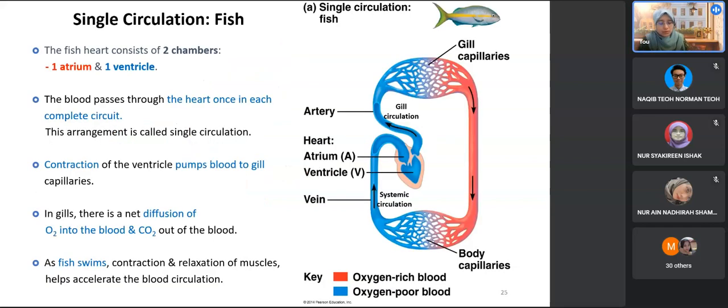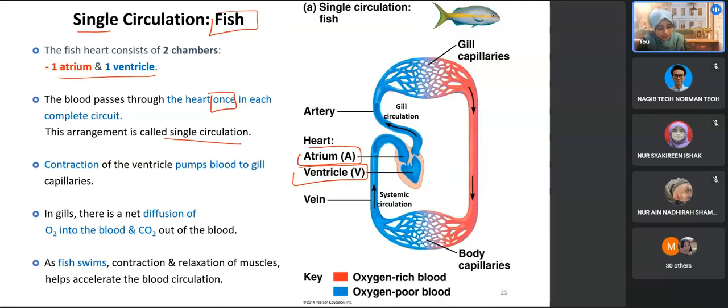First we are going to look at the single circulation for fish. The fish heart consists of two chambers. It only has one atrium and one ventricle. So the blood passes through the heart once in each complete circuit, and that's why it is single circulation. This arrangement is called single circulation.